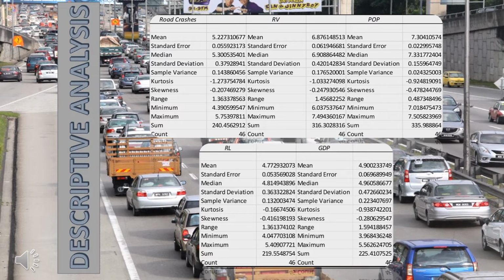For the RV data, the standard deviation is 0.42. The typical height falls 6.46 from the mean of 6.88. The range tells us that the spread from the highest to the lowest is 1.46.